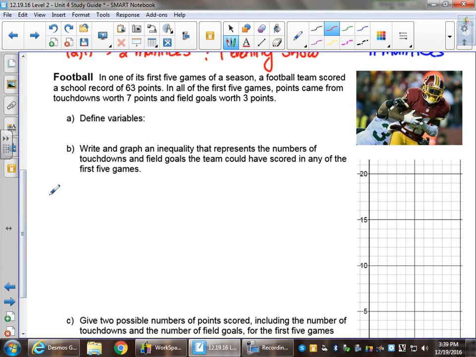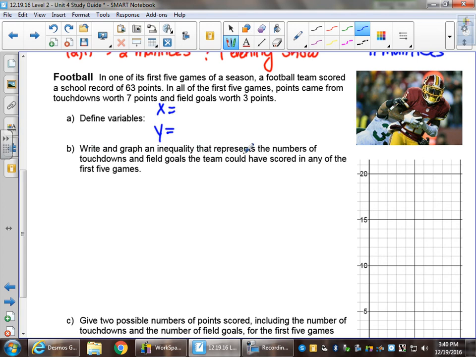Last question, football. In one of its first 5 games of a season, a football team scored a school record of 63 points. In all of the first 5 games, points came from touchdowns worth 7 points and field goals worth 3 points. Last one in the past. We've done a question like this before. To find the variables, once again, not sure how to do it. Let's keep reading for information.